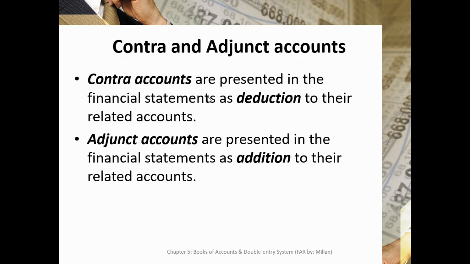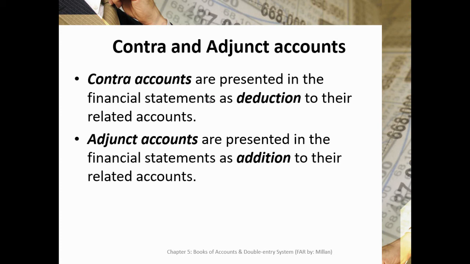So, let's discuss the contra and adjunct accounts. Some accounts have related accounts to them. An account related to another account is referred to as either a contra account or an adjunct account. So, contra accounts are presented in the financial statements as deduction to their related accounts. Adjunct accounts are presented in the financial statements as addition to their related accounts. So, if an account has a normal debit balance, syempre yung contra account niya has a normal credit balance. So, to credit a normal debit balance means to deduct.